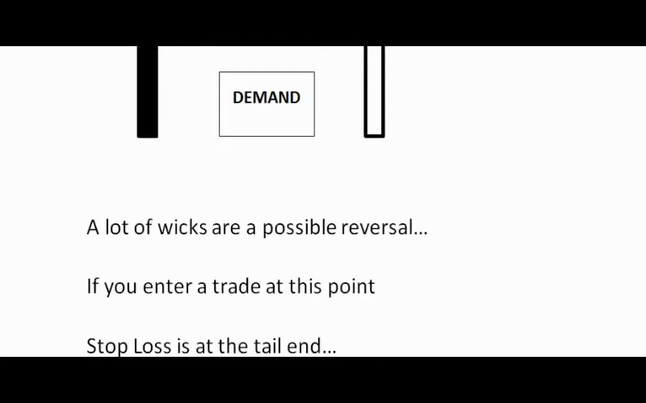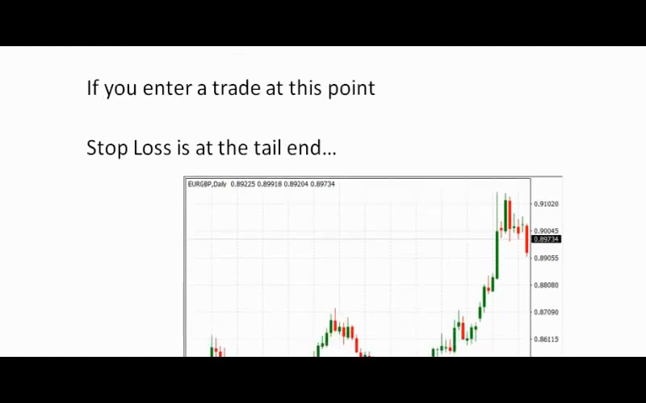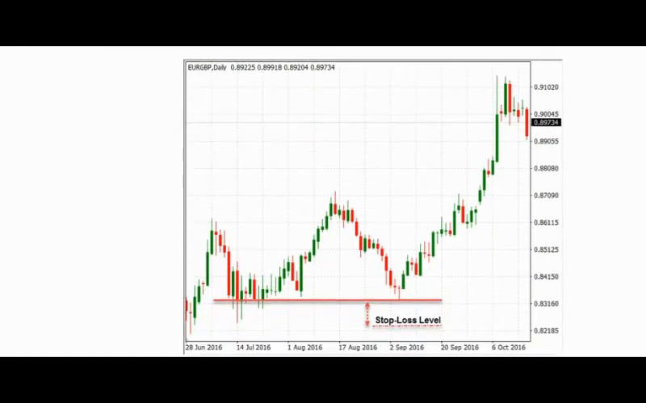All right. So a lot of wicks are a possible reversal. The wicks are those tails that we're talking about. And if you enter a trade at this point where you have those tails, you have to put a stop loss on top of the tail. All right. So let's just take a look at what we're talking about here.